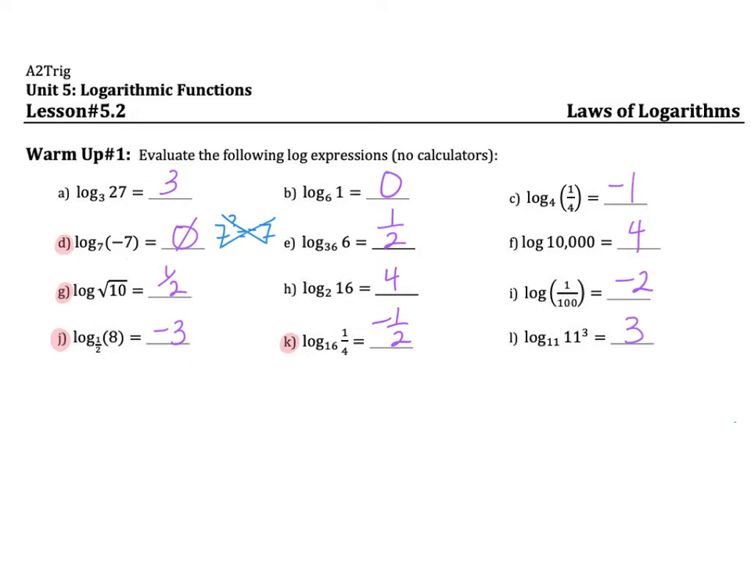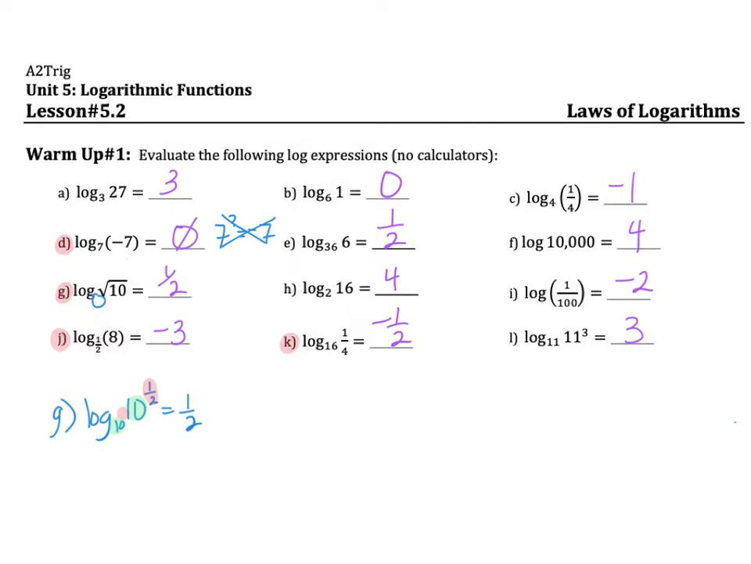Letter G, again, if you have log, remember there's nothing here, which means there's a base of 10. And the square root of 10 can be rewritten as 10 to the 1/2. Therefore, as soon as these two bases match each other, 10 and 10, then their exponents, 1/2 divided by 1, is the answer, so the answer is just 1/2.